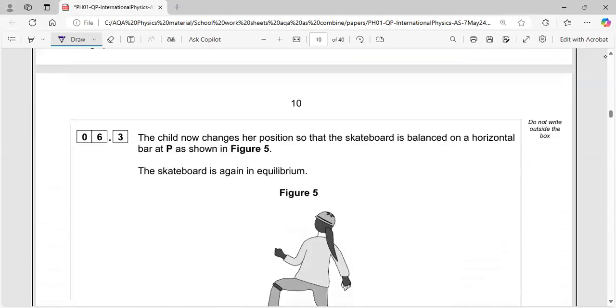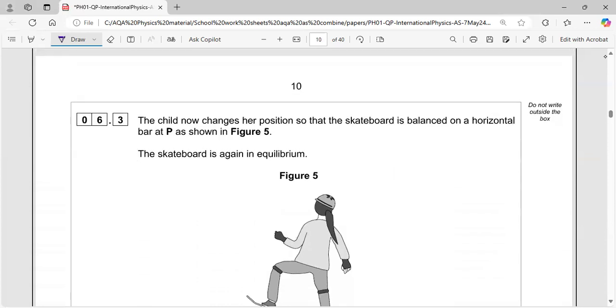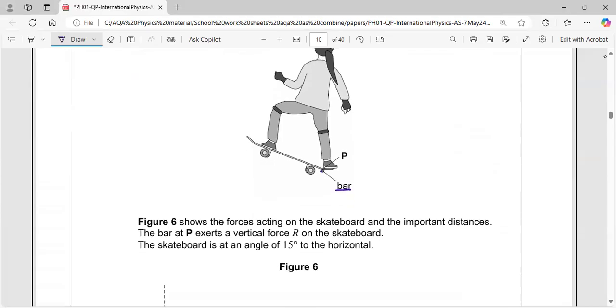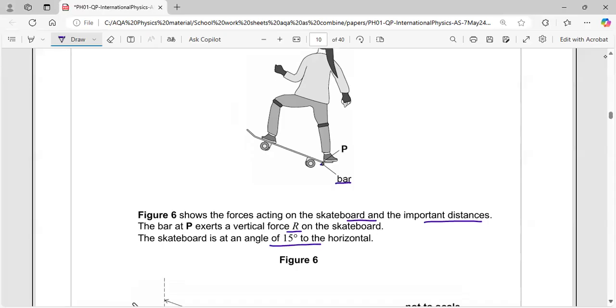Okay, moving forward, the child now changes position so that the skateboard is balanced. Again, it is balanced on a horizontal bar at P as shown in the figure; the skateboard is again in equilibrium. It is balanced on the bar, but of course he has just shifted the weight now. The weight is different now. The figure shows the forces acting on the skateboarder and important distances. The bar at P exerts a vertical force R on the skateboarder. The skateboarder is at an angle of 15 degrees to the horizontal.